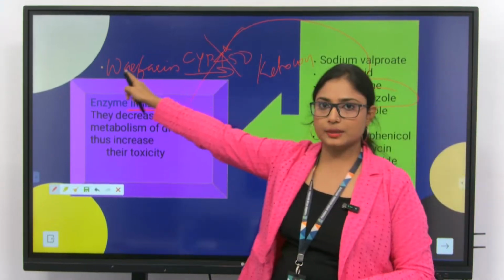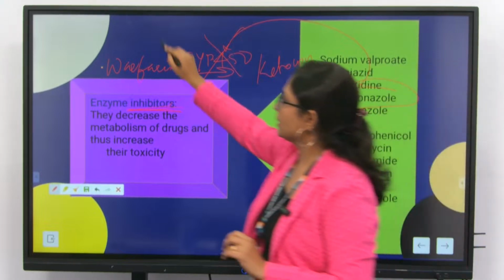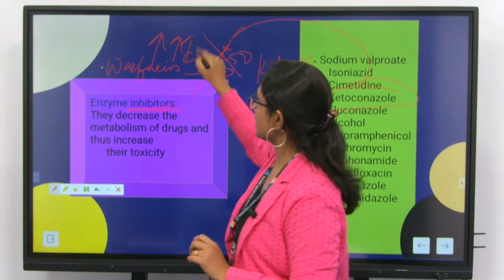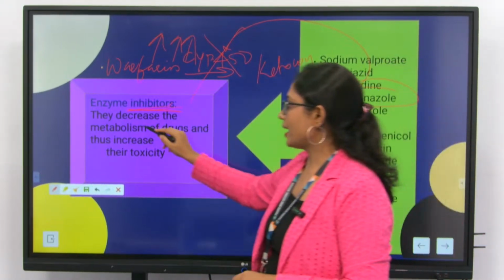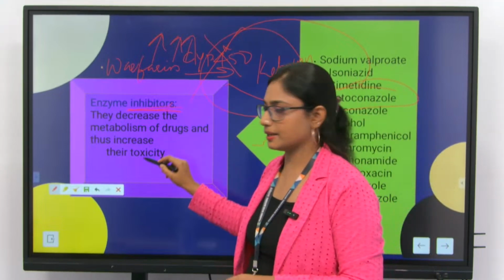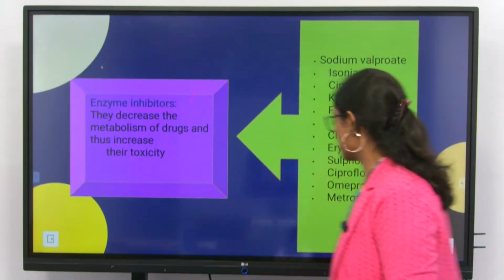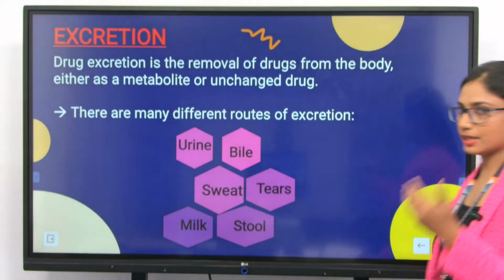Will the warfarin get metabolized? No, the warfarin will not get metabolized. It will cause accumulation and a toxic effect. So when a drug is prescribed with an inhibitor, it will decrease the metabolism of that drug, and it can cause accumulation and a toxic effect.